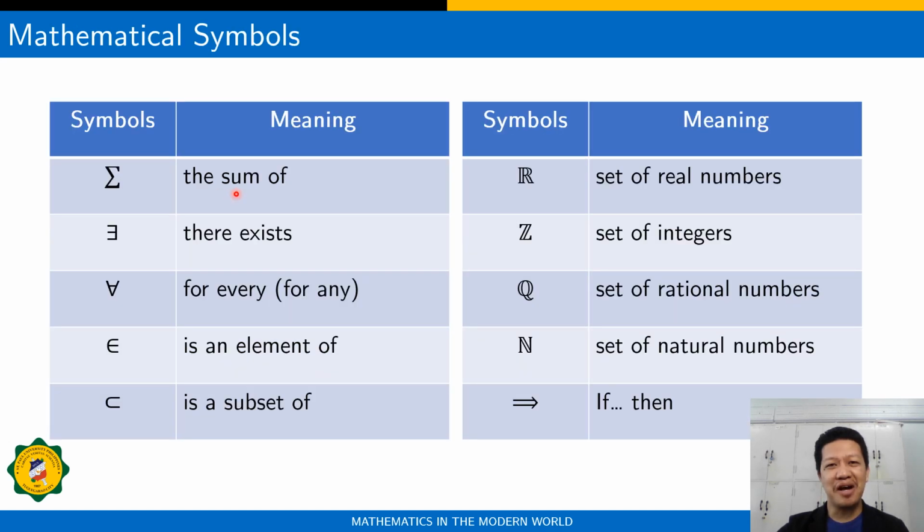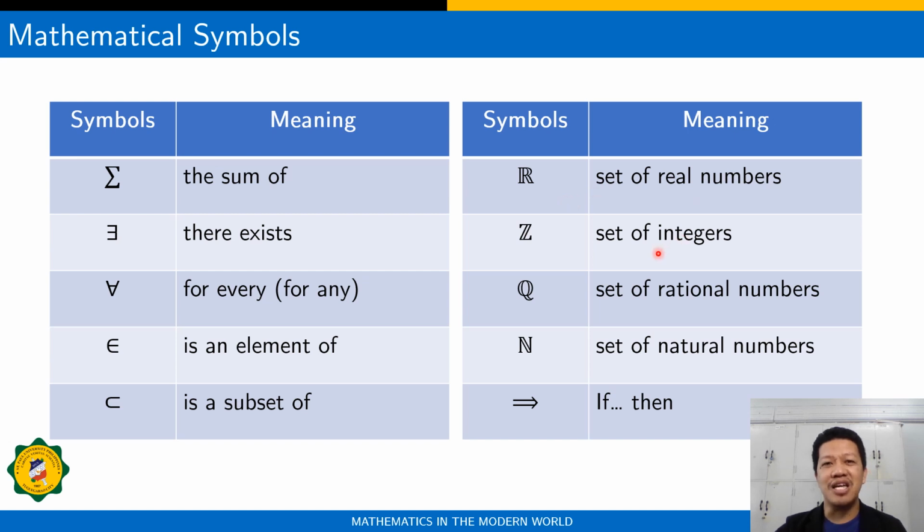Okay, let us familiarize ourselves with some mathematical symbols. This symbol is the sigma notation, and it can be read as "the sum of." The next one is parentheses. The inverted A is for every or for any, or it can be for all. This one is an element of or is a member of. The other one is a subset of. For the set of real numbers, we use R.